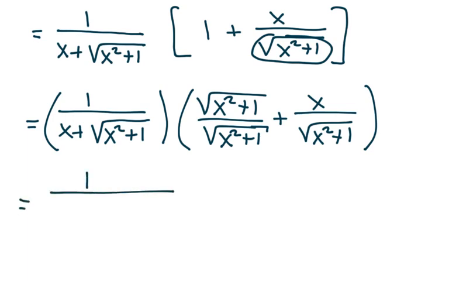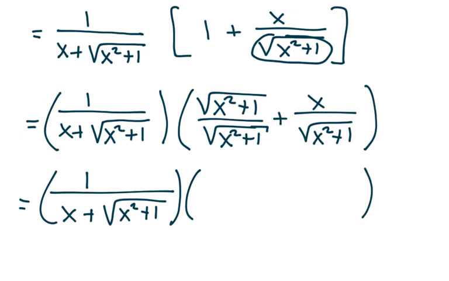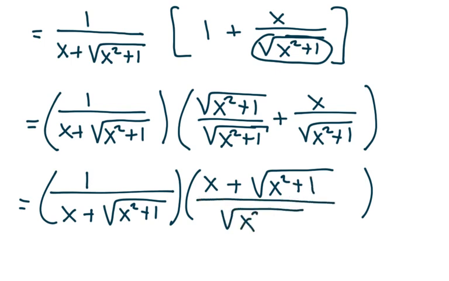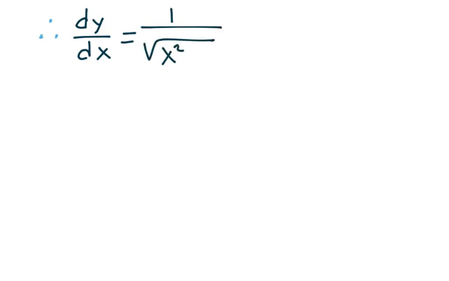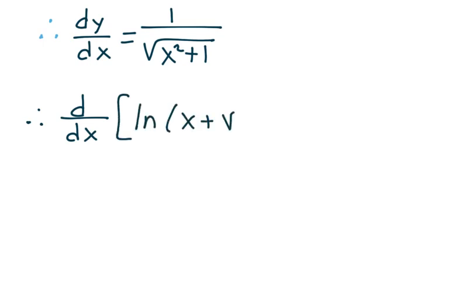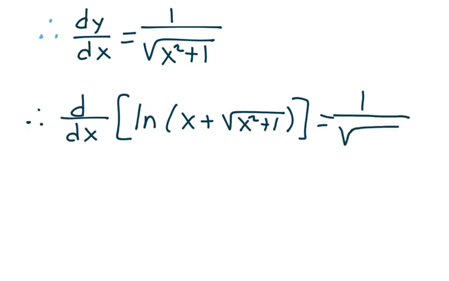And so this is 1 over x plus the square root of x squared plus 1 times x plus the square root of x squared plus 1 divided by the square root of x squared plus 1. So I just got a common denominator, okay? And so if you notice, these guys cancel. And so therefore, I have dy dx is 1 over the square root of x squared plus 1. And so therefore, in other words, the derivative of natural log of x plus the square root of x squared plus 1 ended up being, after all that work, 1 over the square root of x squared plus 1.